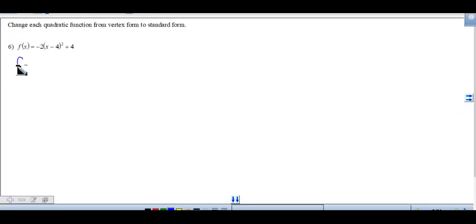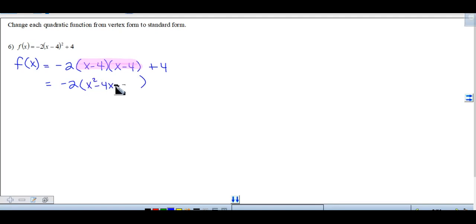In the next example, you'll notice that there is a number in front of our parentheses squared. The process is similar, but we are going to keep the parentheses around our answer when we multiply the 2 parentheses together. We'll start off by multiplying x minus 4 times x minus 4. And like I just said, we will keep a parentheses around this answer. We get x squared minus 4x plus 16.